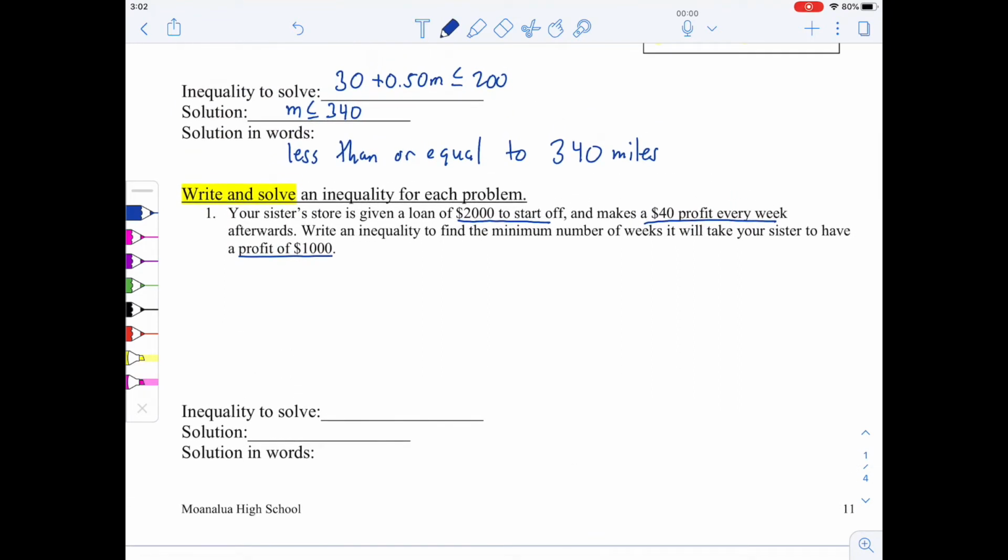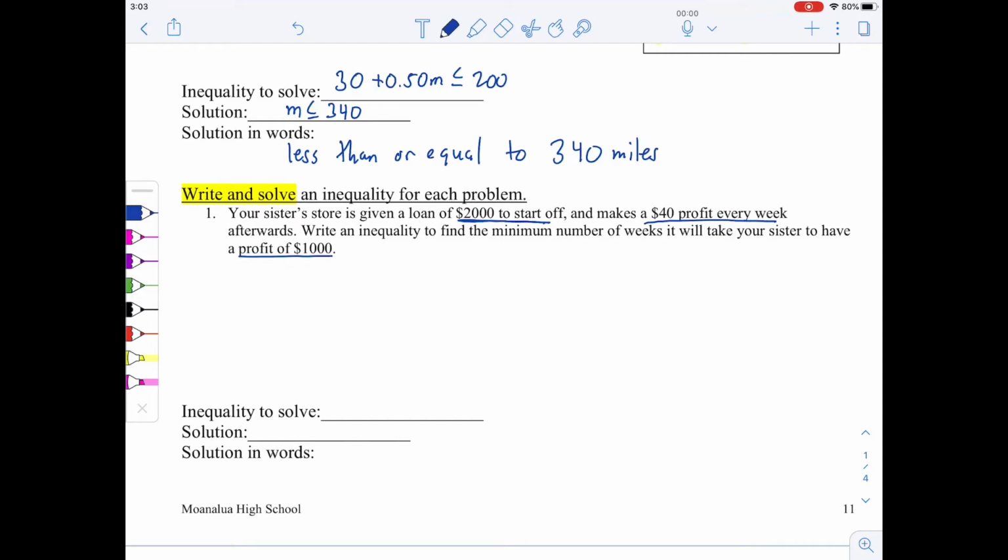Okay, so let's look at how much profit. When you're given a loan, are you positive 2,000 or are you negative 2,000? Which is that? If you took a loan out, are you in debt or do you have money, right?